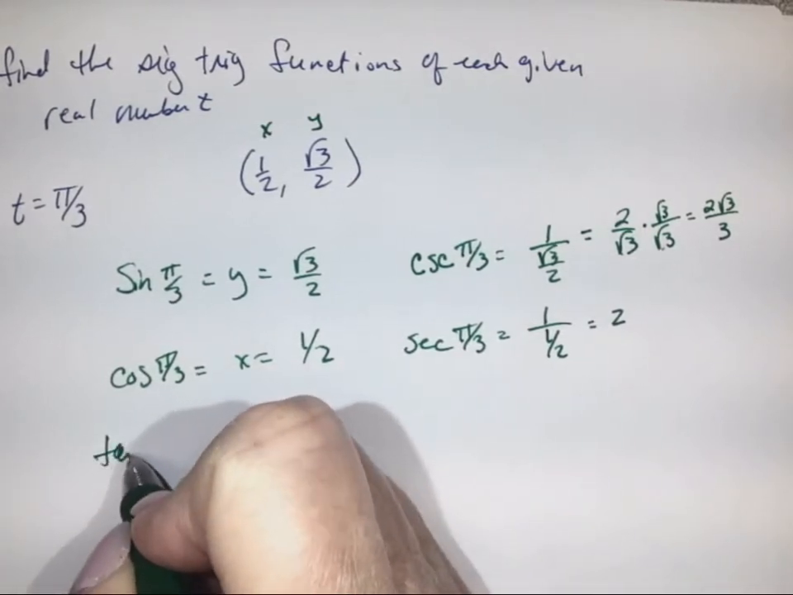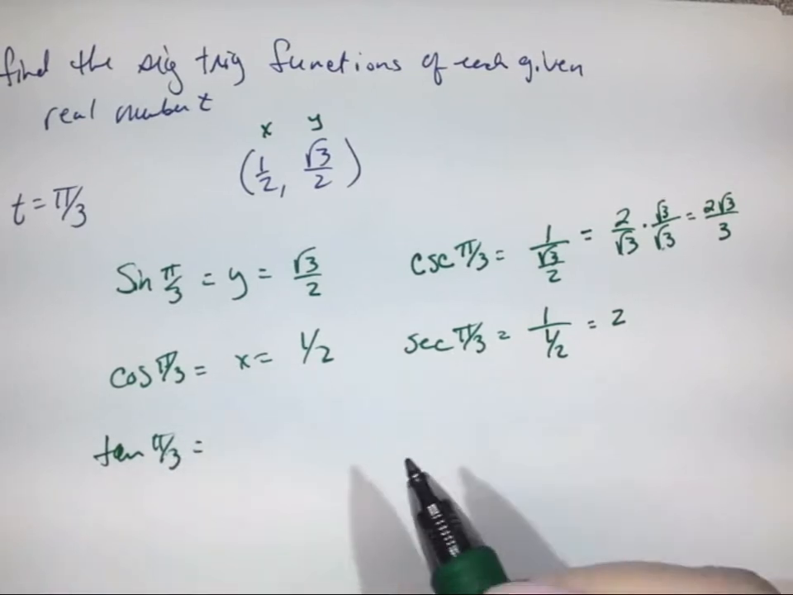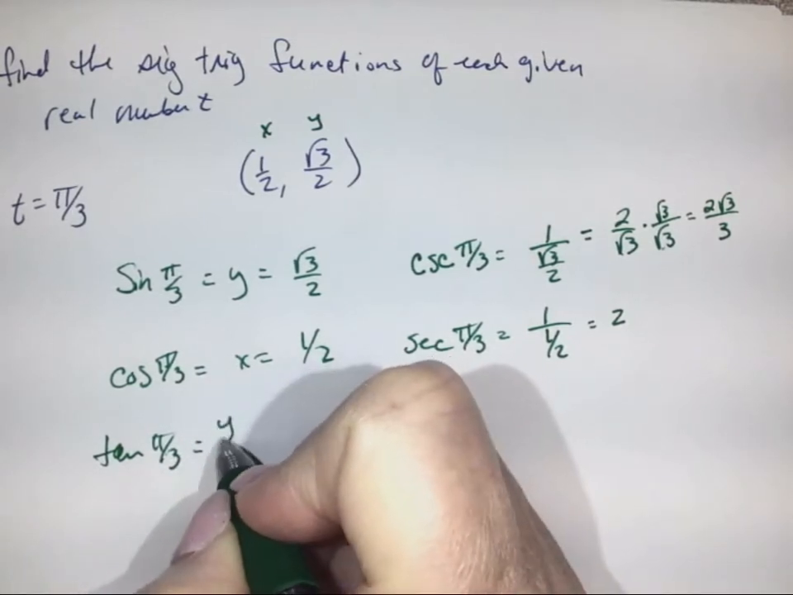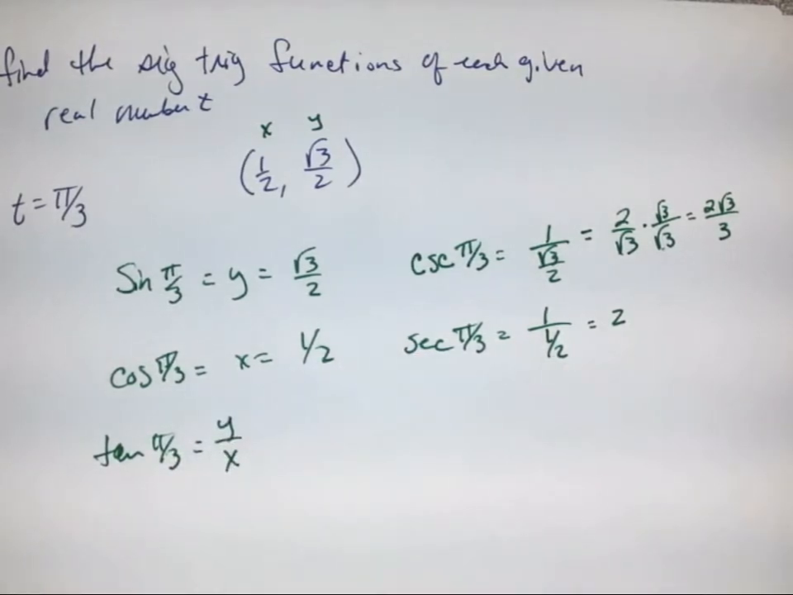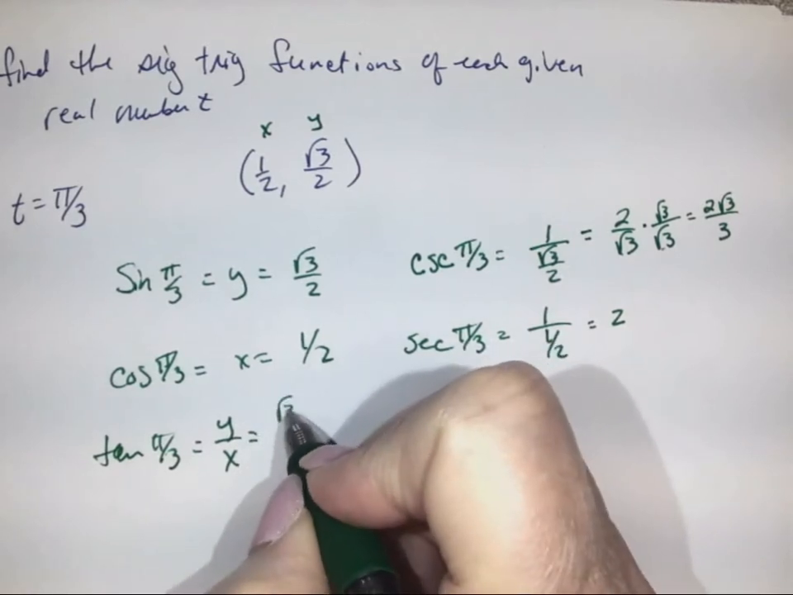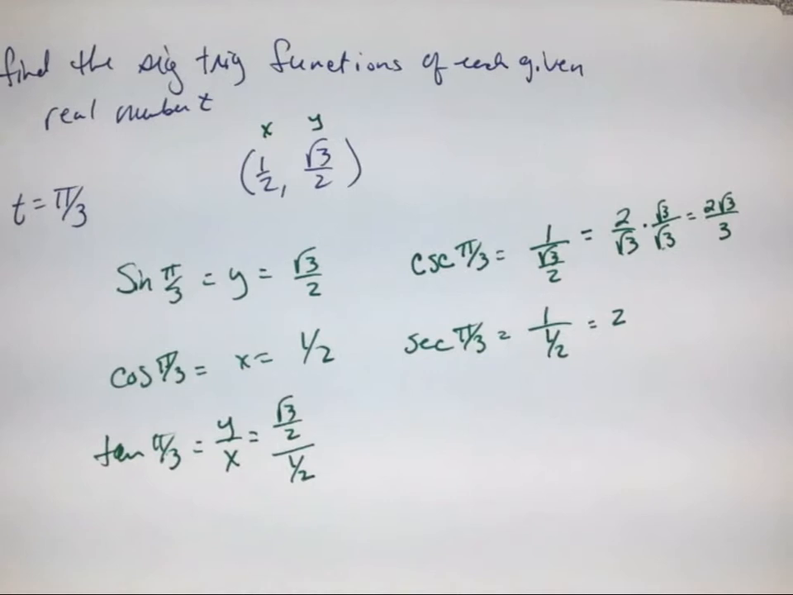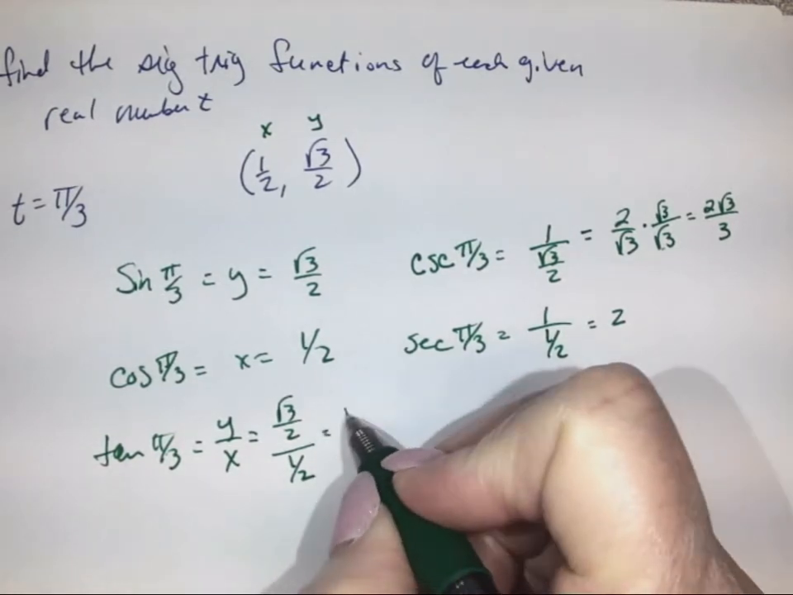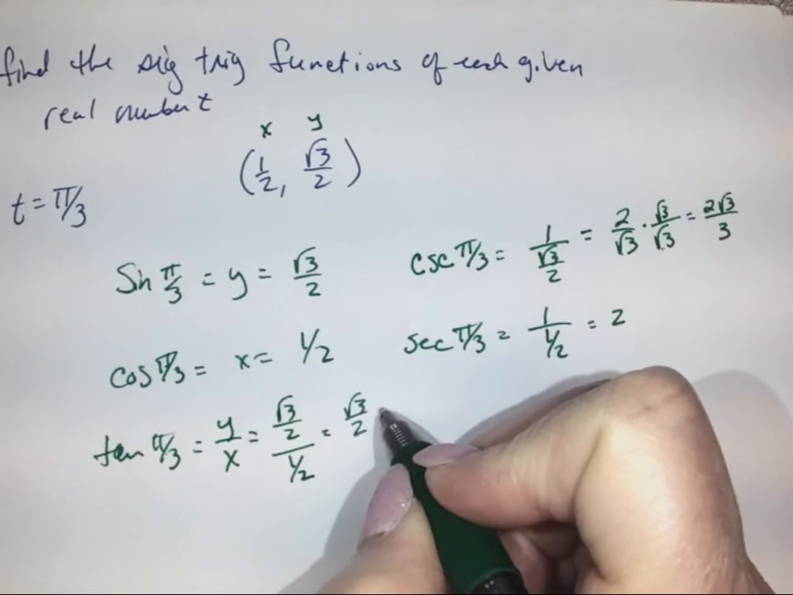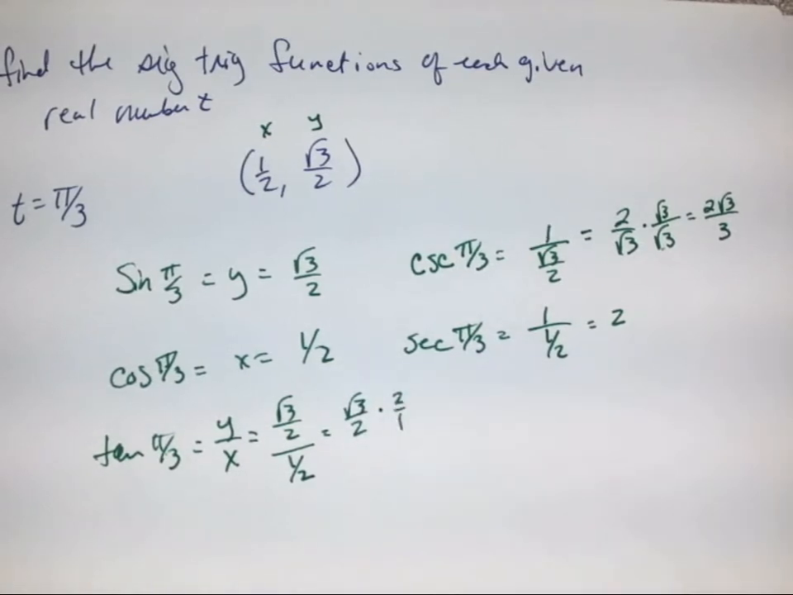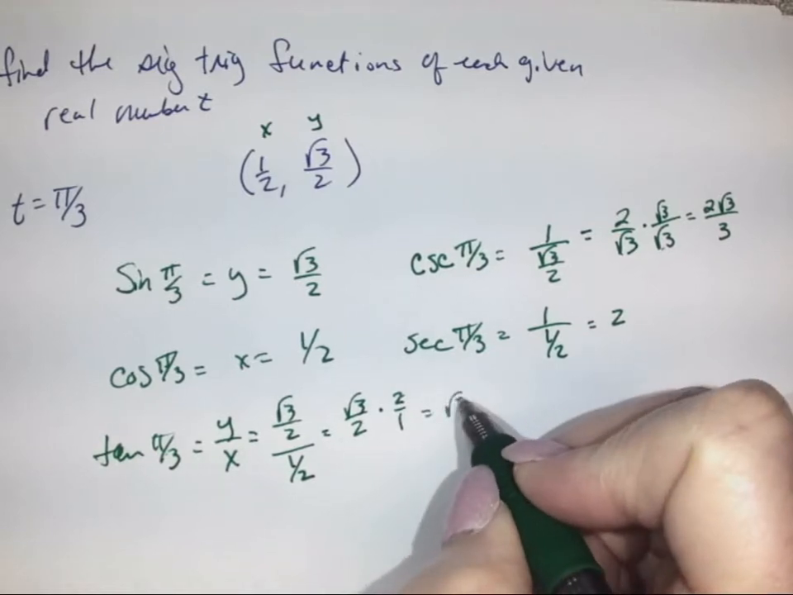Now we're going to do tangent of pi over 3. Well, remember, the tangent is going to be the y over the x. So we'll have the square root of 3 over 2 divided by 1/2. Again, we don't divide by fractions, we multiply by reciprocals. So square root of 3 over 2 times 2 over 1. Our 2's will cancel, and we'll end up with the square root of 3.